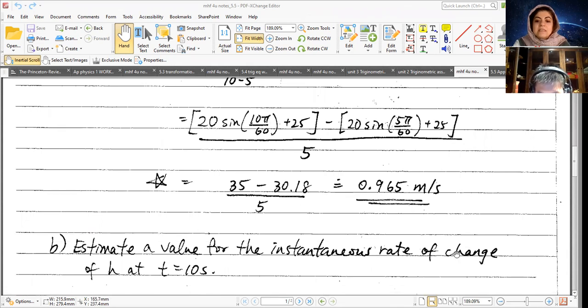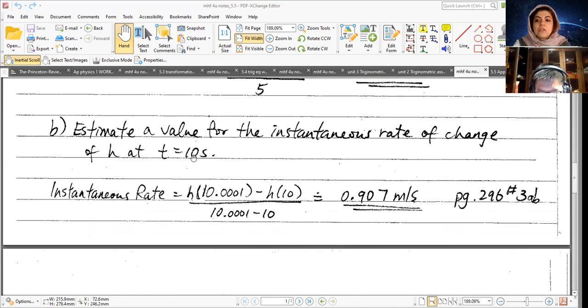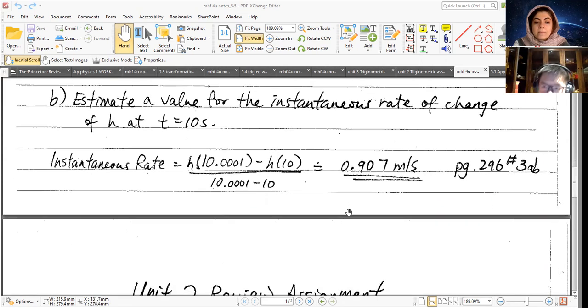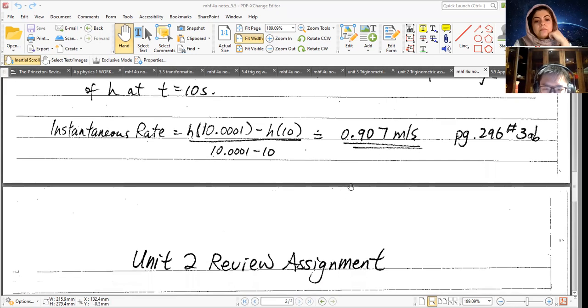Estimate the value for the instantaneous rate of change at t equal to 10 seconds. For instantaneous rate of change, we have done this before. We take two close points. If this is 10, the close point is 10.0001. So I find h of 10.001 minus h of 10, divided by 10.001 minus 10, again y2 minus y1 divided by x2 minus x1. These two points are going to be very close. Use your calculator, and that's going to be the instantaneous rate of change.